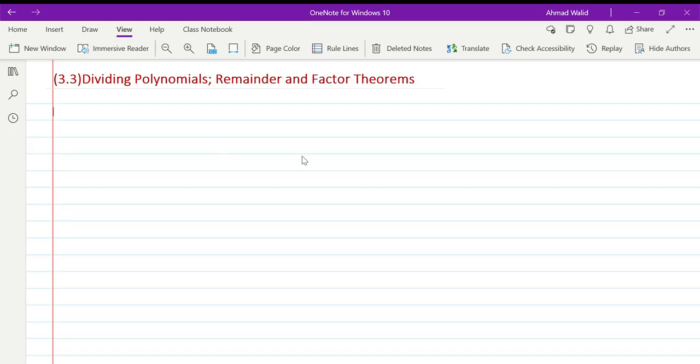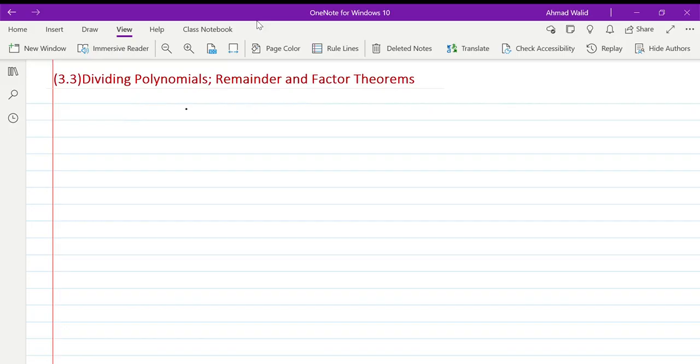Hello all, let's start section 3.3, dividing polynomials, remainder and factor theorems. If you remember from intermediate algebra, one of the easy ways to divide a polynomial on another polynomial is that if you can factor.